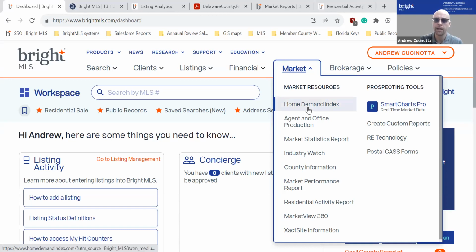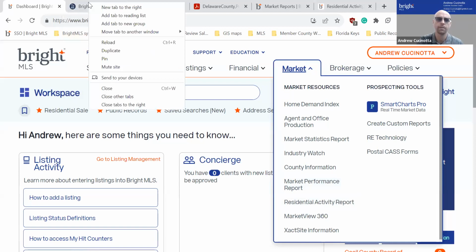The first one, home demand index. Okay, industry first report brought to you from Bright MLS. Our market statistics, a lot of good general information about what's been happening in your market. Industry watch, okay, quarterly report with a couple key metrics, market performance, and residential activity. So let's briefly take a look at some of those reports and how they operate.